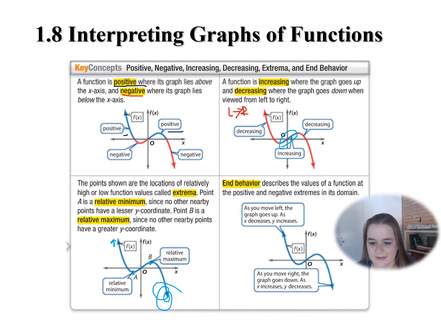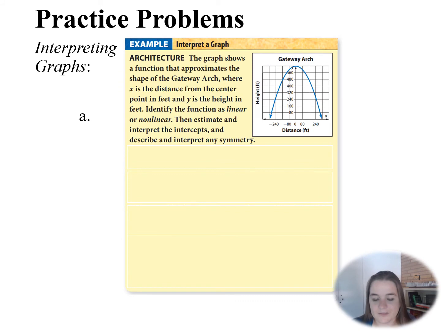So if I look at the extent of what I have on the graph in front of me, I can see that this part here, as you move left, so as the graph goes up, as x decreases, y is increasing. And then you have the opposite end behavior on the other end. So let's practice with this here.